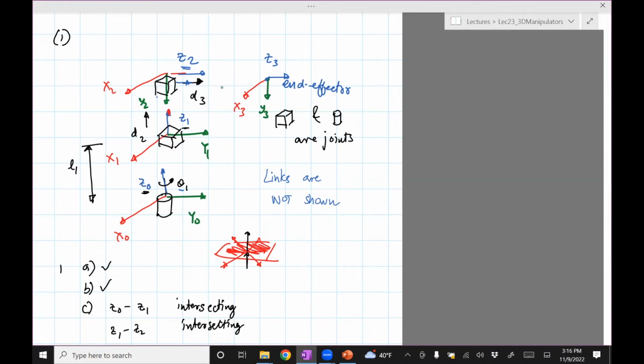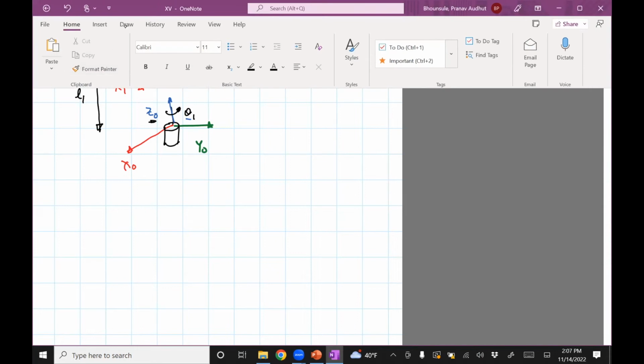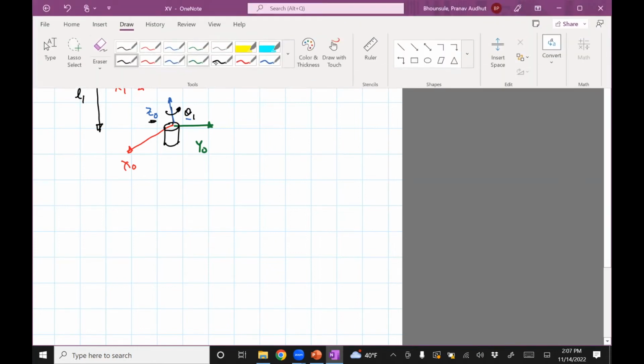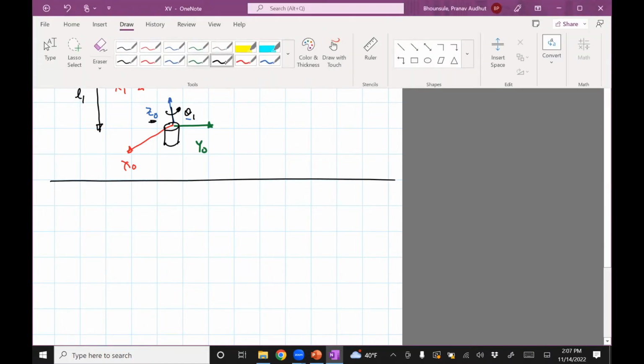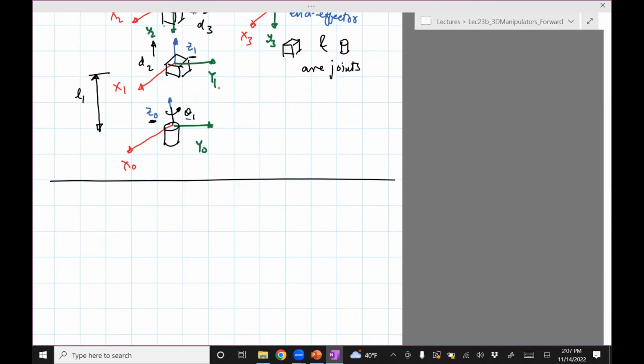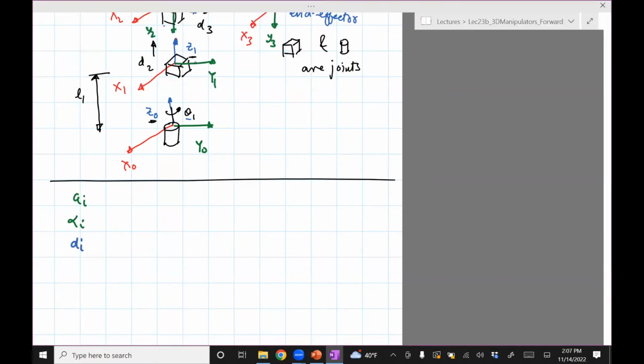Next time we'll continue this and generate the DH table. I'll just do it one line of the DH table at a time. So I'll first figure out the a, d, alpha, and theta for the first line of the DH table. My goal is to compute a_i, alpha_i, d_i, theta_i.